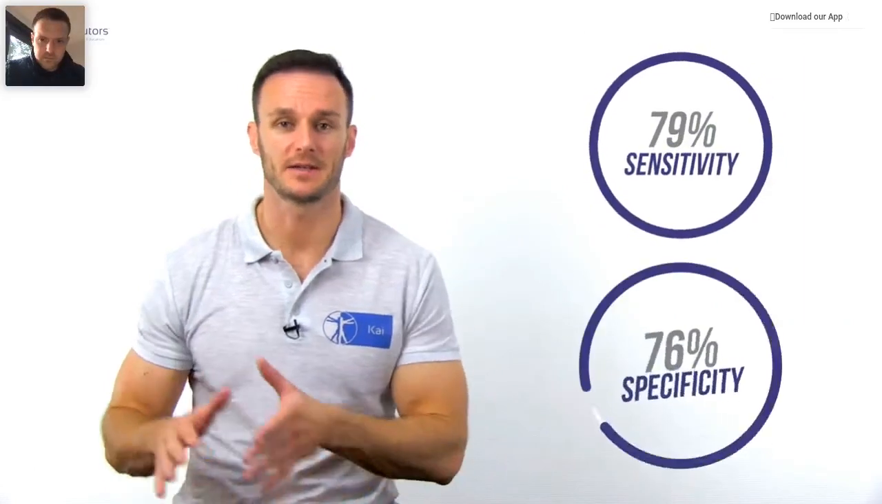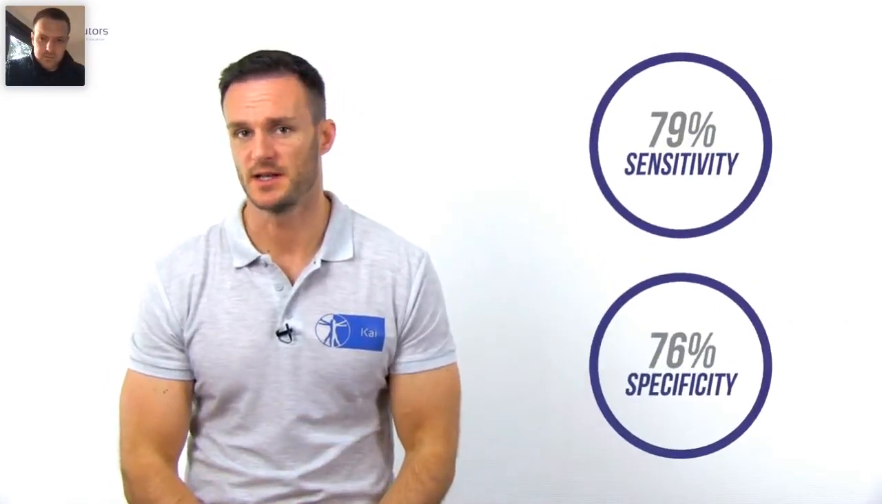The test is designed to decrease the space in the interscalene triangle. According to Gila et al. in the year 2001, it has a sensitivity of 79% and a specificity of 76%.